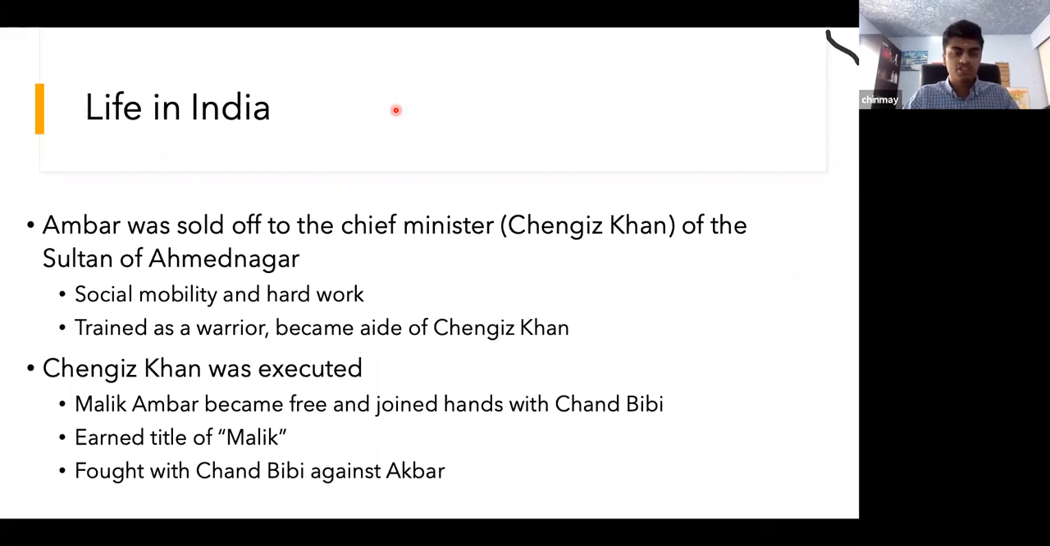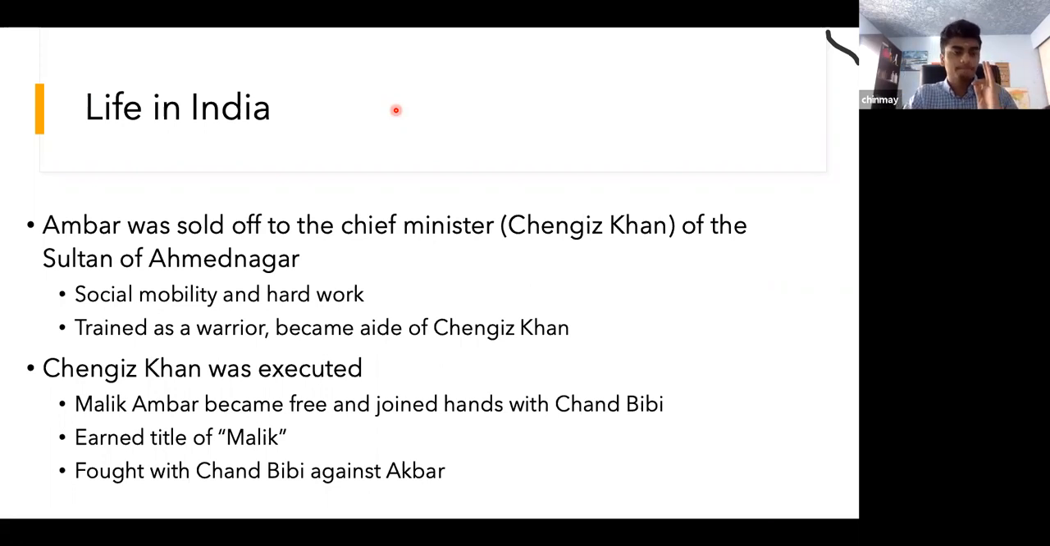Unfortunately, what happened was Chengiz Khan was executed by the Sultan of Ahmednagar due to political reasons. A lot of politicians turned against Chengiz Khan because they didn't like the fact that Chengiz Khan was rising up the political ranks very quickly. So they put some false allegations against him. They had him executed. This is obviously very tragic for Malik Ambar.